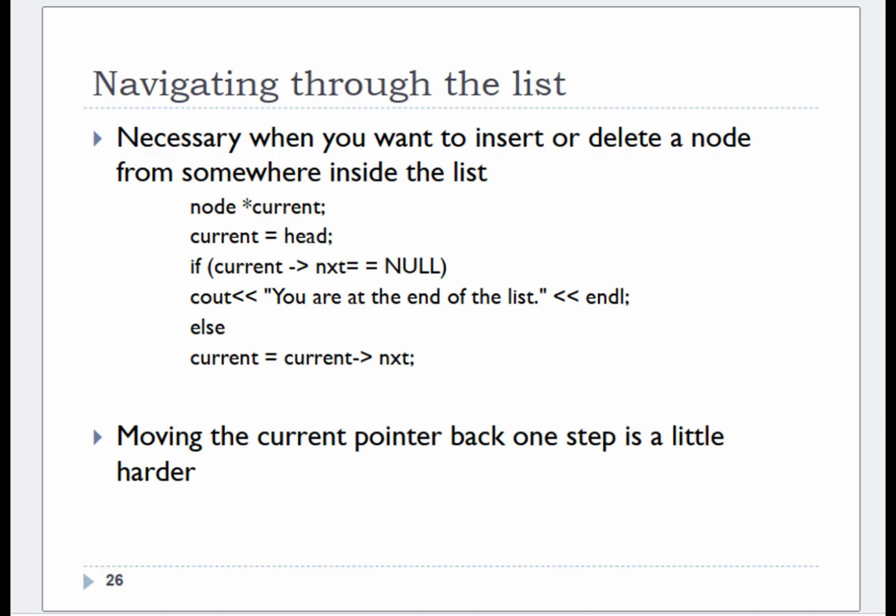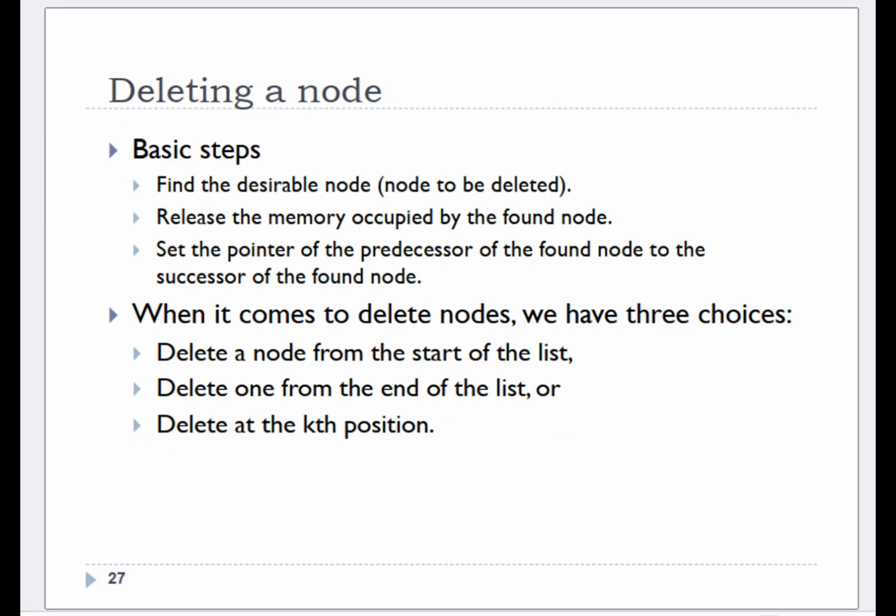25. Navigating through the list is necessary when you want to insert or delete a node from somewhere inside the list. node *current; current = head; if (current->next == NULL) cout << "You are at the end of the list" << endl; else current = current->next; Moving the current pointer back one step is a little harder. 26. Deleting a node.